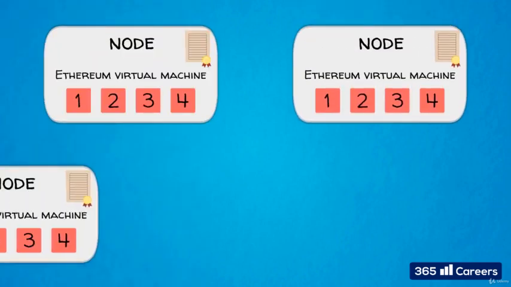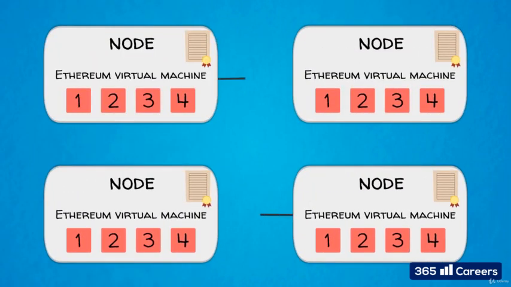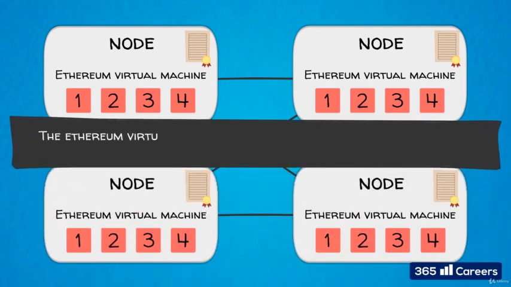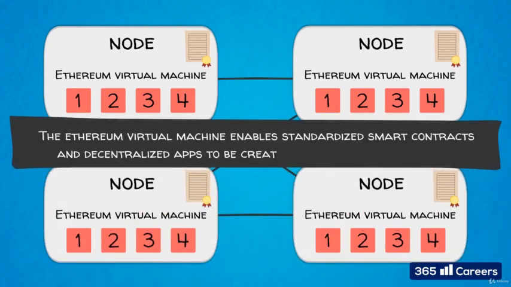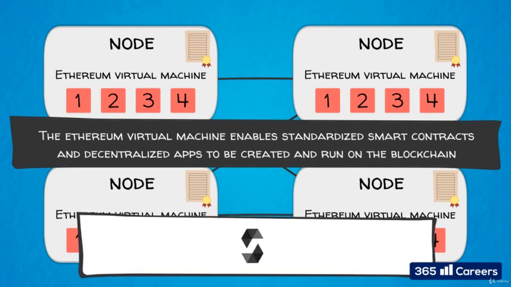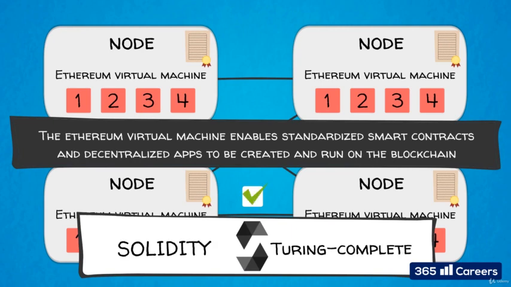Ethereum introduced the virtual machine concept to the blockchain world. The Ethereum virtual machine enables standardized smart contracts and decentralized applications to be created and run on the blockchain. This is done with the help of a Turing-complete programming language such as Solidity, which was purposely designed by the Ethereum development team. Turing-complete means that it is general-purpose or computationally universal. In other words, it can be used to program and perform pretty much any function or task. This design makes Ethereum a perfectly suitable environment for decentralized applications.